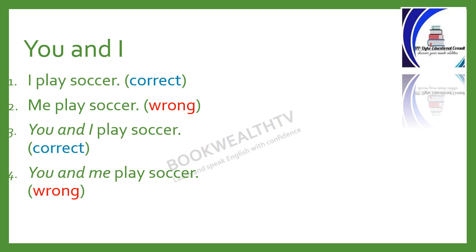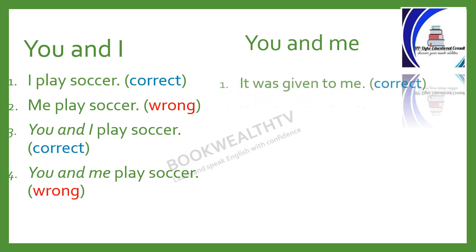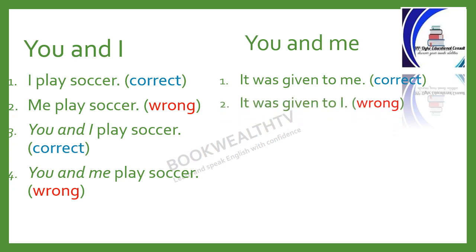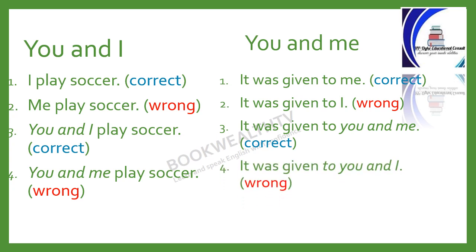And if you cannot say it was given to I, then you do not say it was given to you and I. You and me. It was given to me. Correct. It was given to I. Wrong. It was given to you and me. Correct. It was given to you and I. Wrong.